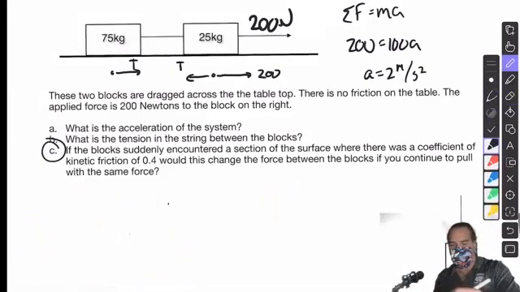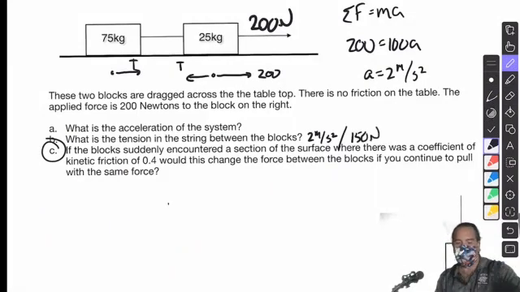So we know the original acceleration was 2 meters per second squared, and the original tension was 150 newtons. Let's tuck that away. And let's change the problem to include a frictional force that acts to oppose the motion of the blocks.